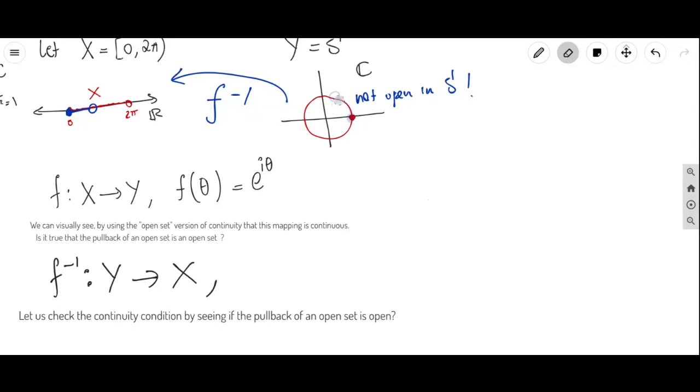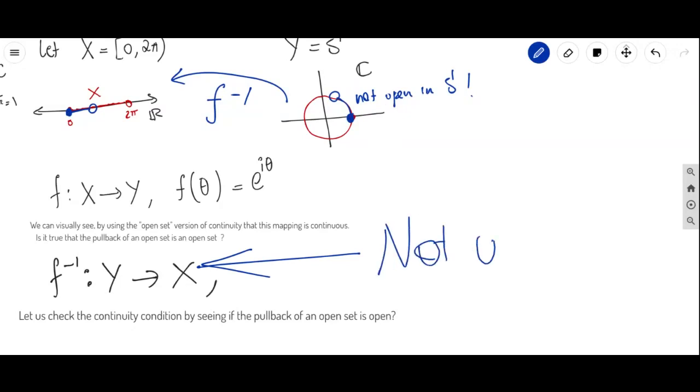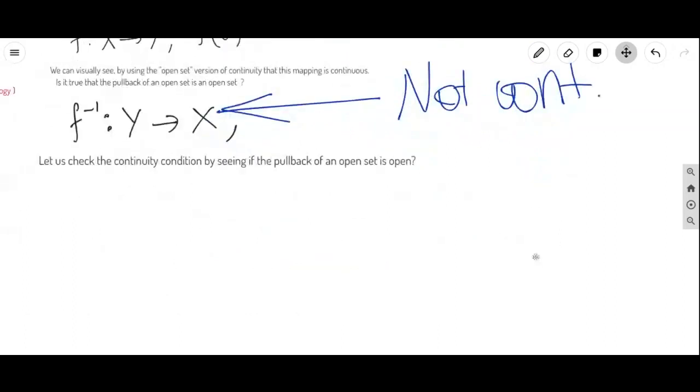Because there's no way to get a picture like that by intersecting with some kind of larger disk. There's this larger open disk, but it's not going to give you that closed off point. So this is not an open set. So this means that this function that we have over here is not continuous. The inverse function is not continuous.